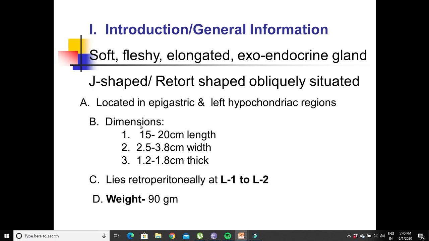What are the dimensions? The dimensions are about 15 to 20 centimeters in length, 2.5 to 3.8 centimeters in width, and thickness is about 1.2 to 1.8 centimeters. All these dimensions are difficult to remember, so you can have just a rough idea. You don't need to memorize these numbers. Now the pancreas lies behind the peritoneum at the level of L1 to L2, and its weight is about 90 grams.